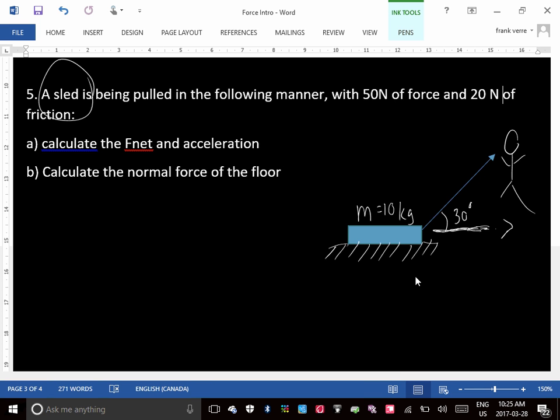Here's another question. Which way would friction point? So this will be friction. I'm going to label it FF. This, I'm going to call the applied force, because this is what the person is applying by pulling on the string.